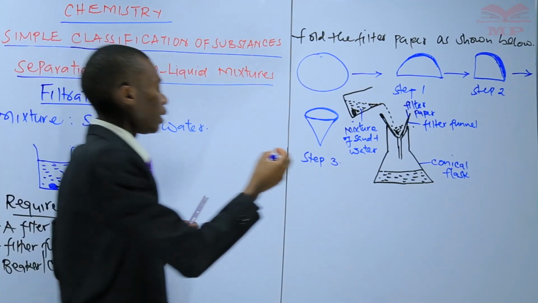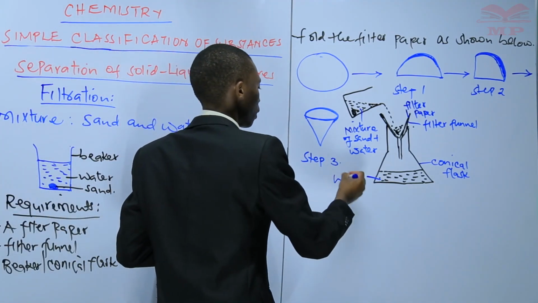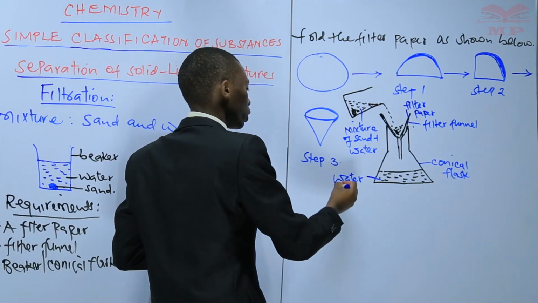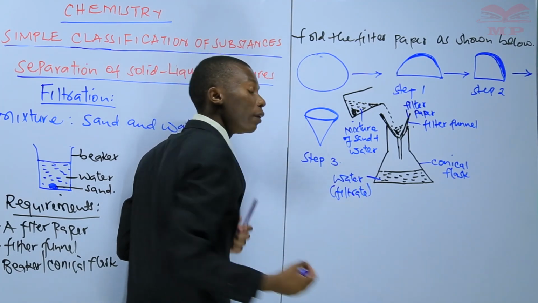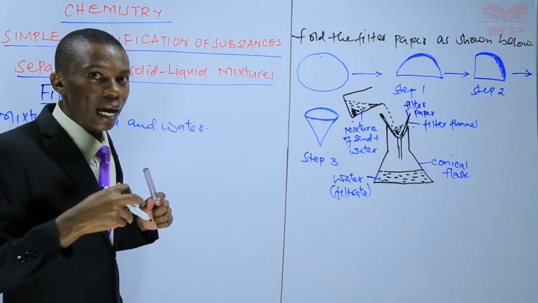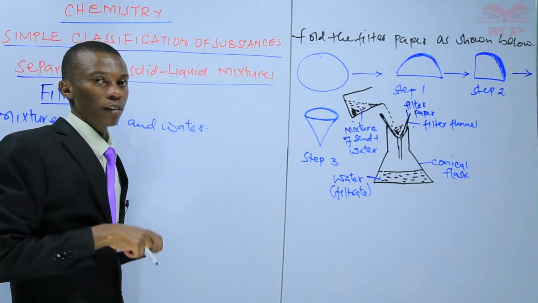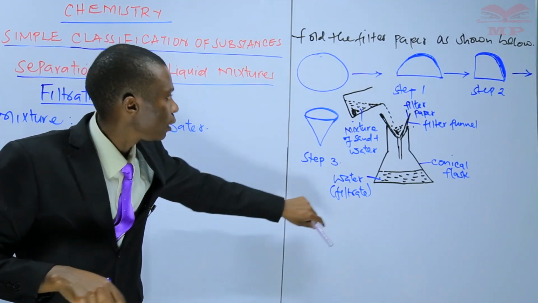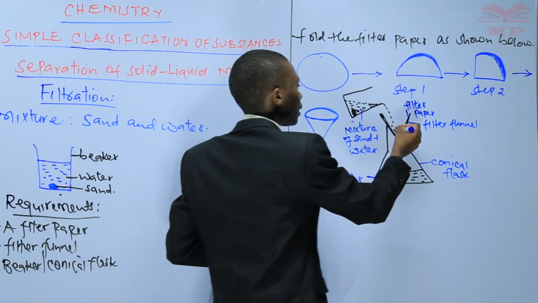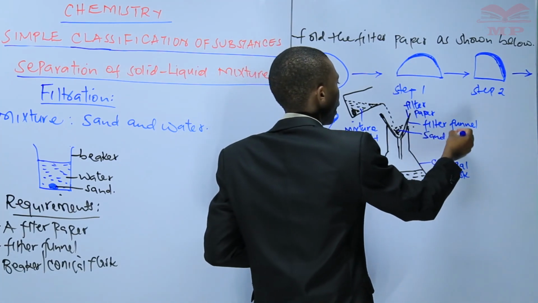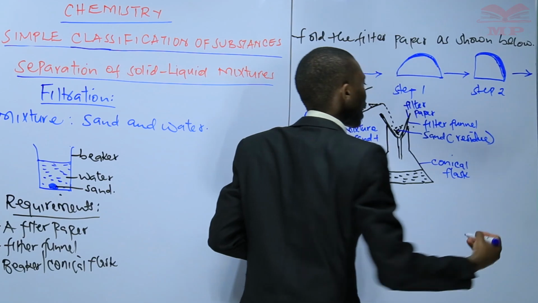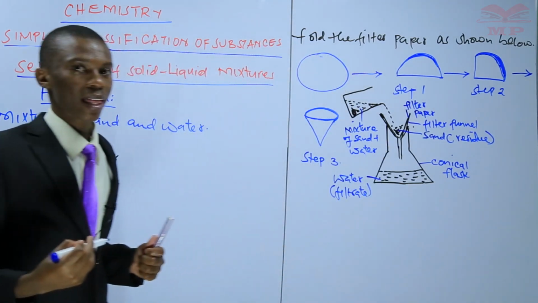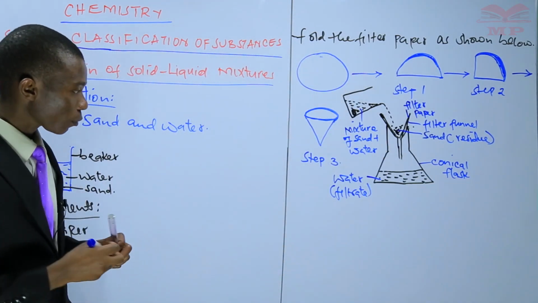Therefore, this is water. This water is the filtrate. The filtrate is what passes through the filter paper. So in our case, water is the filtrate, and this is sand. In this case, sand is the residue, what has been left on the filter paper.